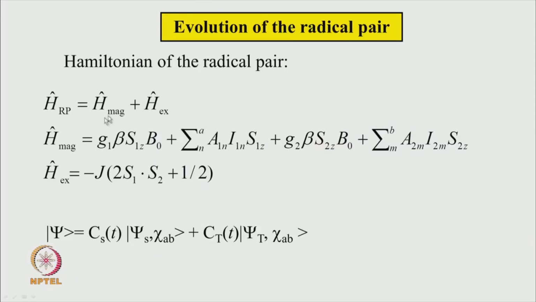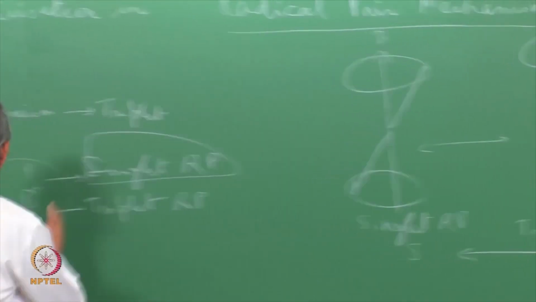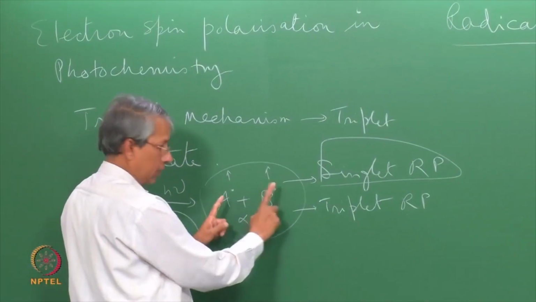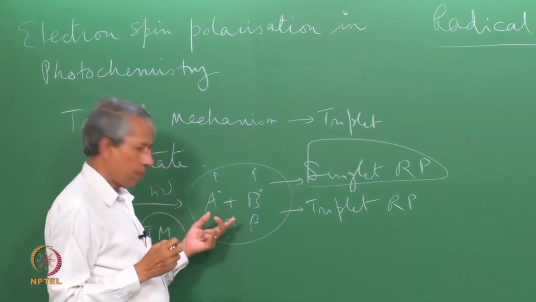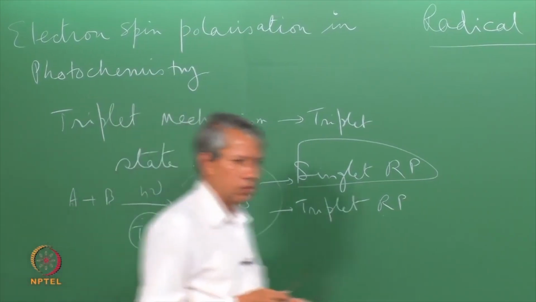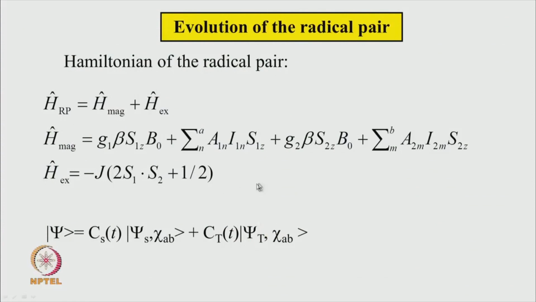So, the Hamiltonian of the radical pair will be the Hamiltonian of the radicals individually plus this exchange interaction when they are nearby. When they are formed in the vicinity of each other, they can influence each other and form a triplet pair or singlet pair depending upon the exchange interaction between them. So, that is given here. Okay, here you see the other magnetic interactions. This is the Zeeman interaction of the first radical and its own electron nuclear hyperfine interaction. This is for the second radical, its Zeeman interaction and electron nuclear hyperfine interaction. This is the exchange interaction.